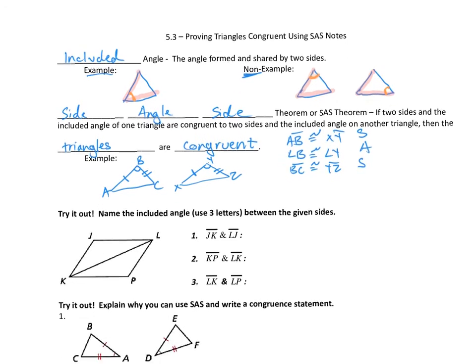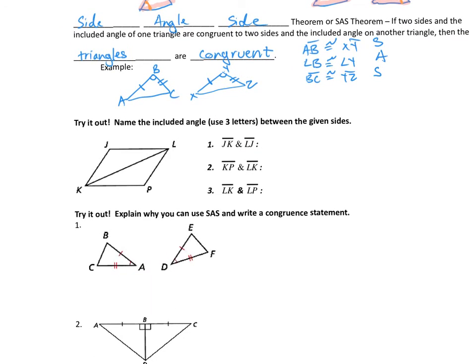So let's go on and try this a little bit here. Name the included angle. Use 3 letters between the given sides. So they say JK and JL or LJ. So JK is over here. If I highlighted JK, this is JK, and LJ there. The angle that is between them is this one particular angle here, and that is angle KJL.